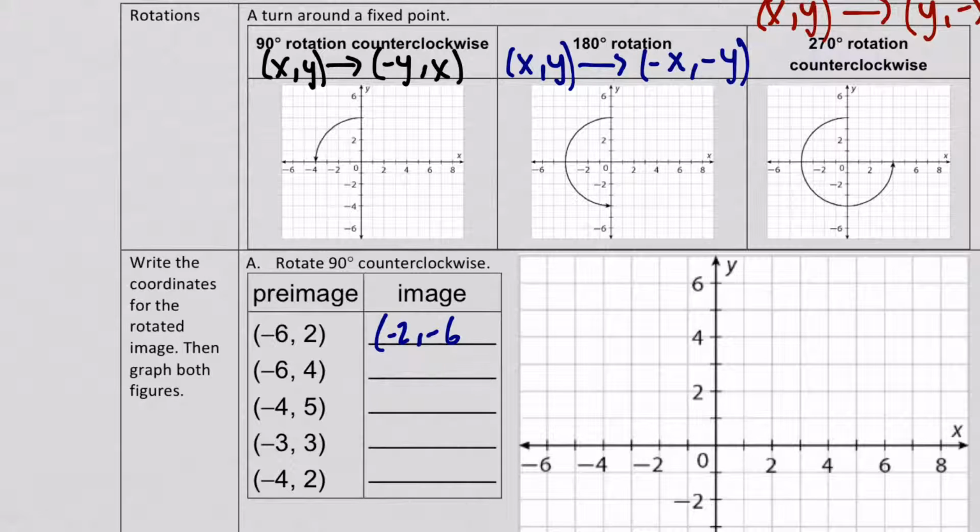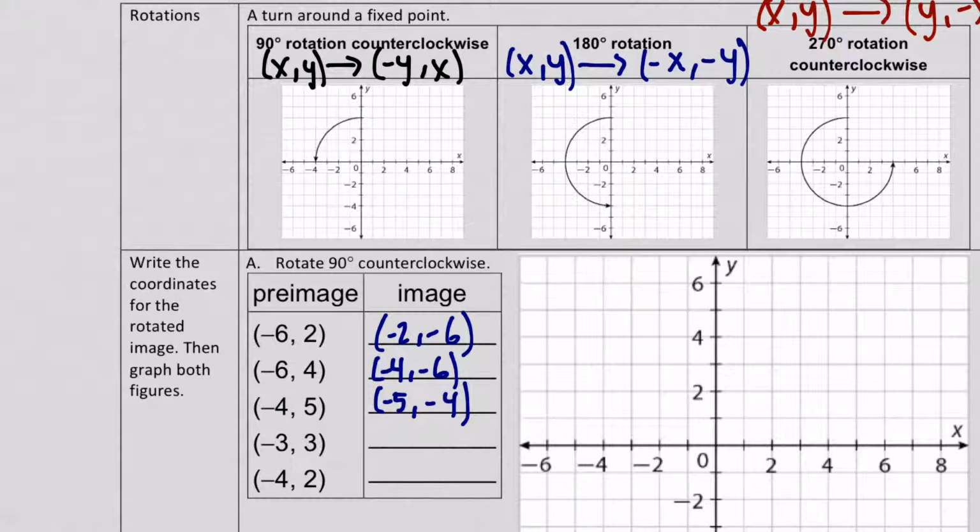-2, -6. Let's do it again. -6, 4. Change the sign of the y. So now it's -4. Bring it to the front. -4, -6. Let's do it again. -4, 5. Change the sign of the y. So it's now -5. Bring it to the front. So it's -5, -4. Notice that I'm only changing the sign of the y value and then bringing it to the front so that the other one goes in the back.